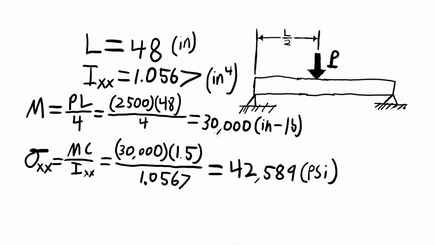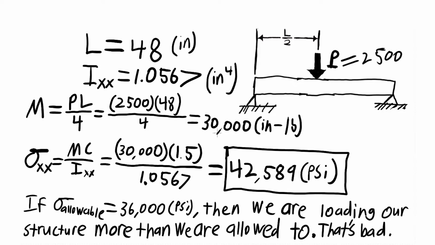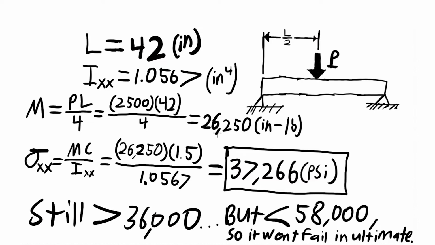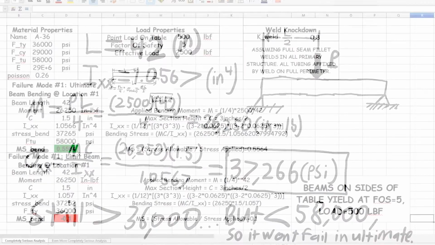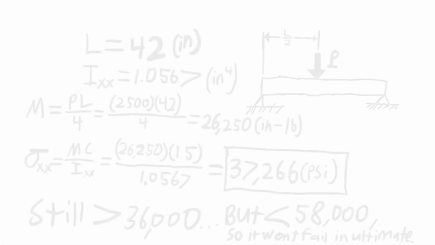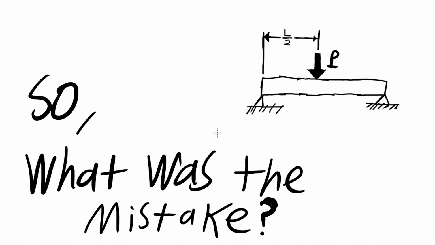First, we tried to analyze a beam longer than the actual one on the table because it was easy, and if we do that, we see that it yields. Then we input the correct length of our beam, and we saw that when we do that, it still yields, but it's closer. Therefore, we had to analyze it to our ultimate allowable instead of our yield allowable, and then it showed good. We need to make sure we communicate to our designer that it has a negative margin in yield, but a positive margin in ultimate. So fine, we'll do that, but what was our mistake then?